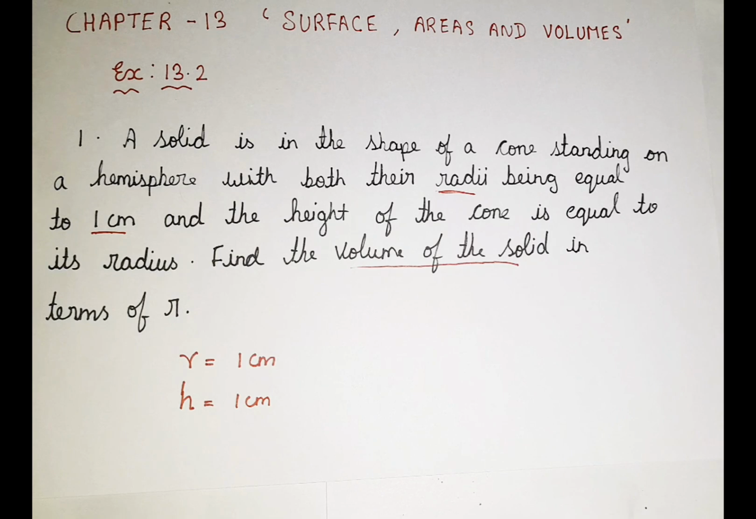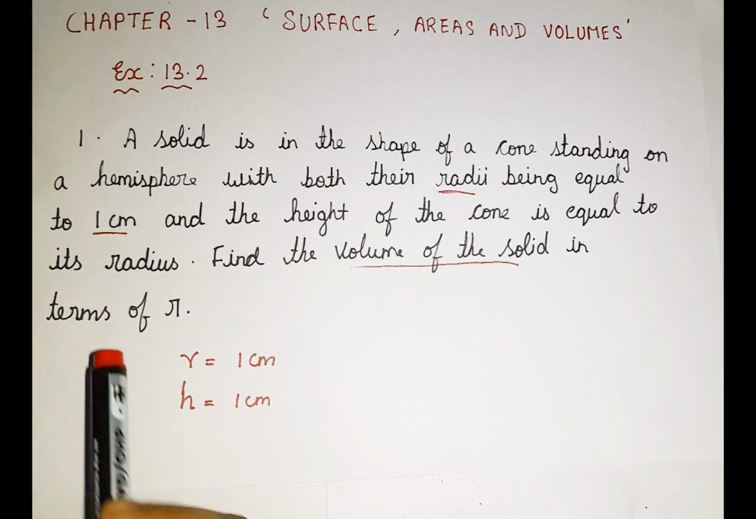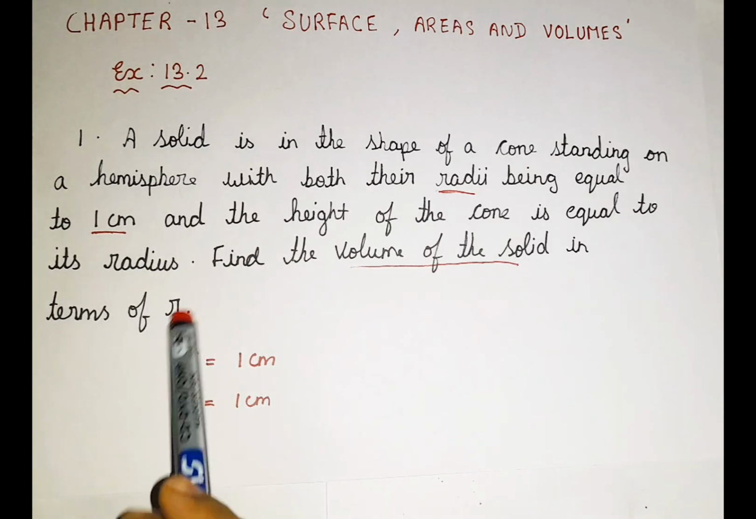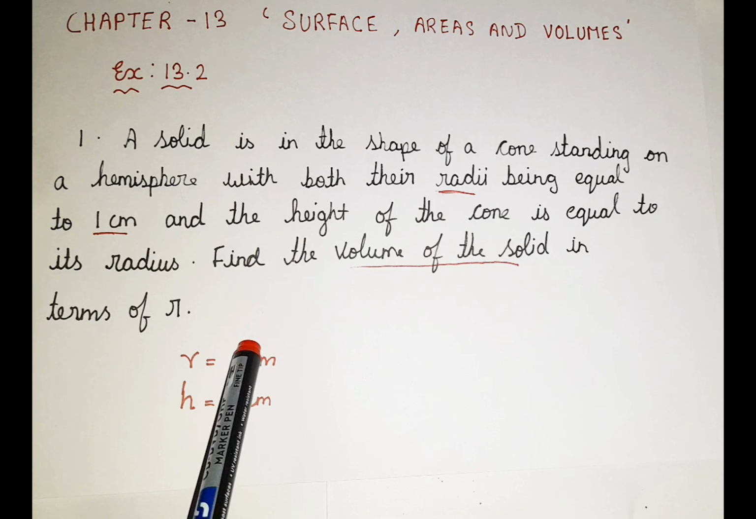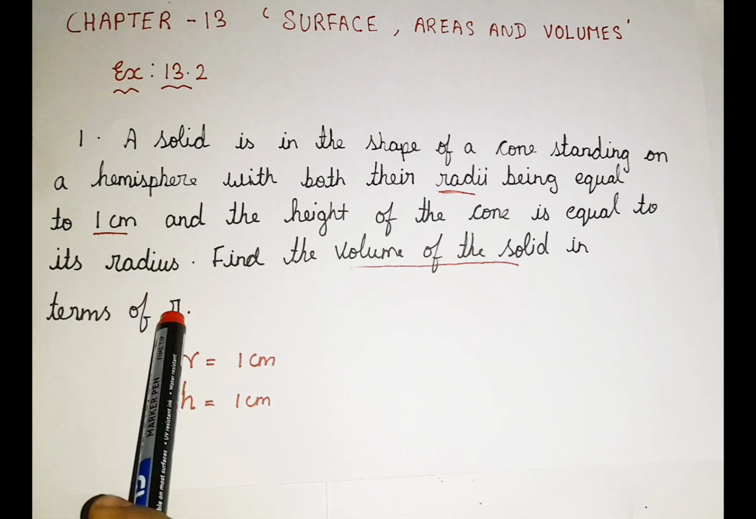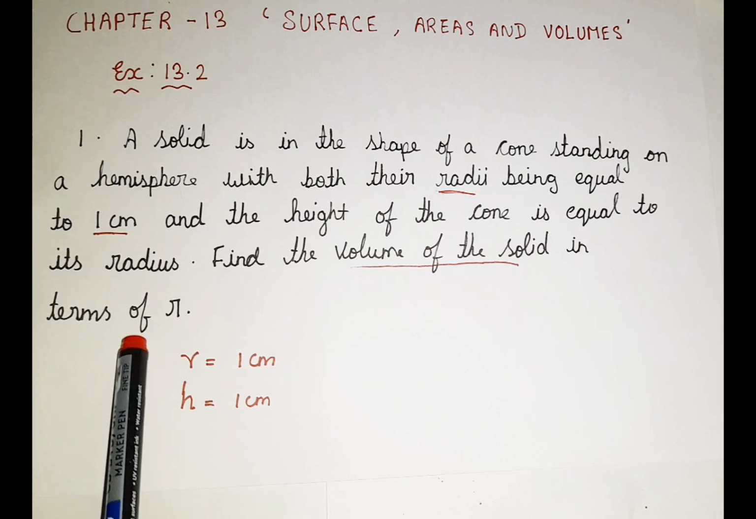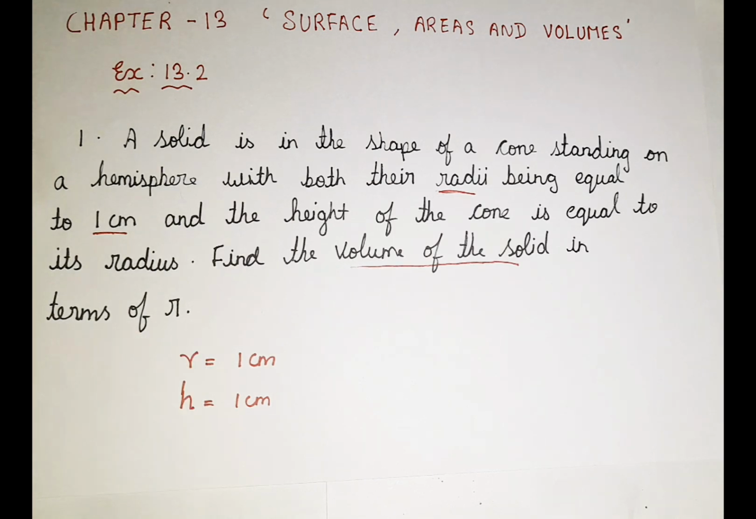Okay, no doubt in that, am I right? I know guys, it is somewhat different and difficult to understand. Don't worry. Here they mentioned find the volume of the solid in terms of pi. In terms of pi means we are not supposed to put the value for pi; directly we are supposed to solve it. For that we need a figure, right?